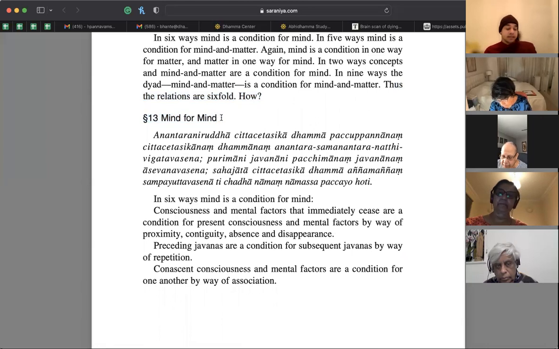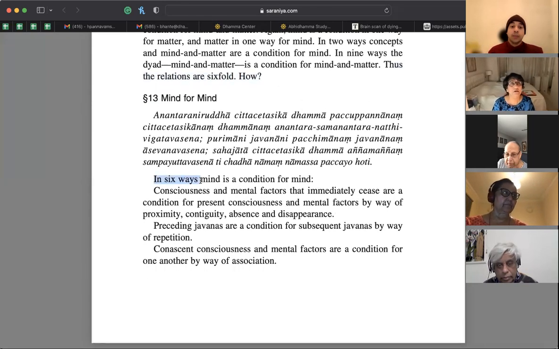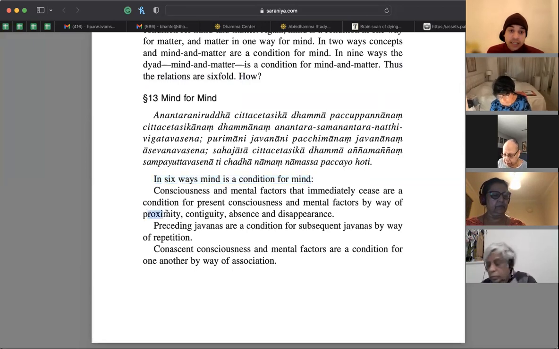Verse 13, mind and matter. Mind for matter. In six ways, mind is a condition for mind. Consciousness and mental factors that immediately cease are a condition for present consciousness and mental factors by way of proximity, continuity, absence, and disappearance.